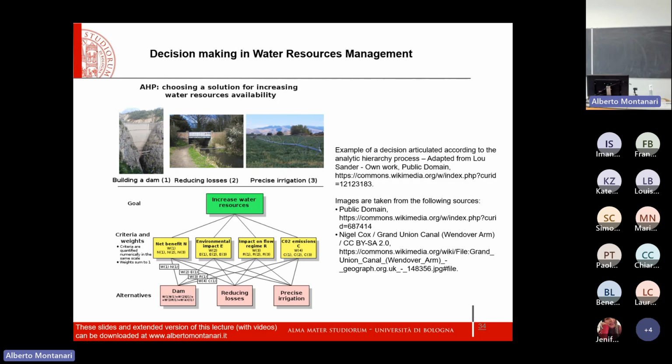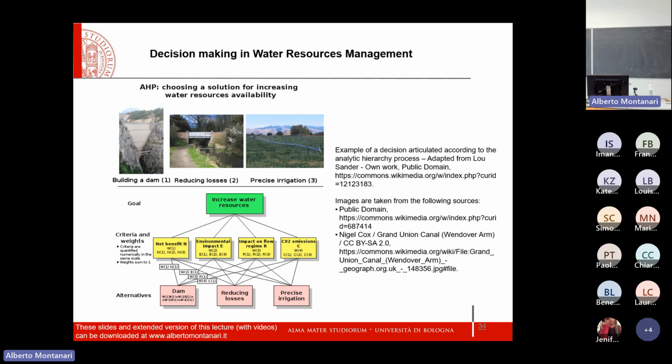I make the same thing. Here you don't see the symbols because otherwise the figure will become too complicated. I make the same computation for the solution reducing losses and the same computation for the solution precise irrigation. And then I can see what is the solution that has the highest score. Okay. And the score again is given by, for the dam, W1 times N1 plus W2 times A1 plus W3 times R1 plus W4 times C1. And this gives to me the score for the dam.